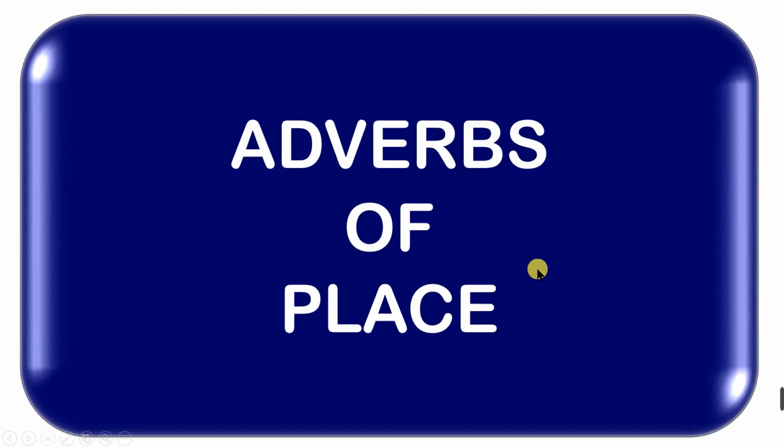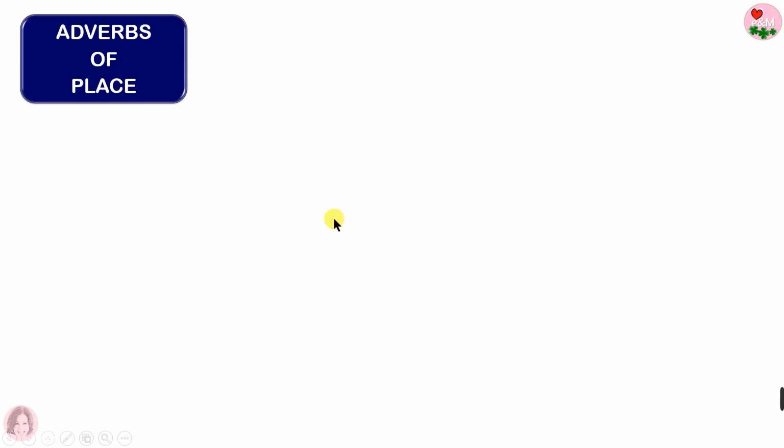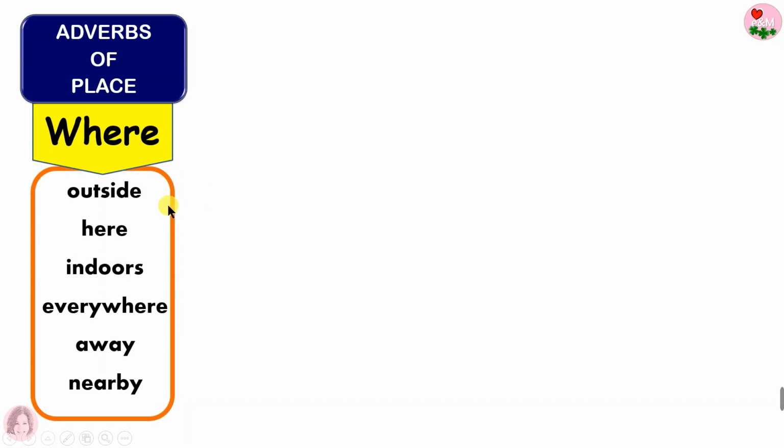What are adverbs of place? Adverbs of place tell us where an action happens. They could also give us information on direction and distance. For example, outside, here, indoors, everywhere, away, nearby, and so on.